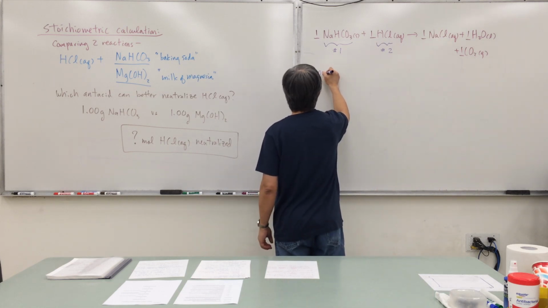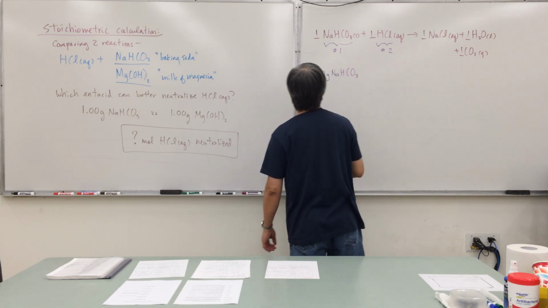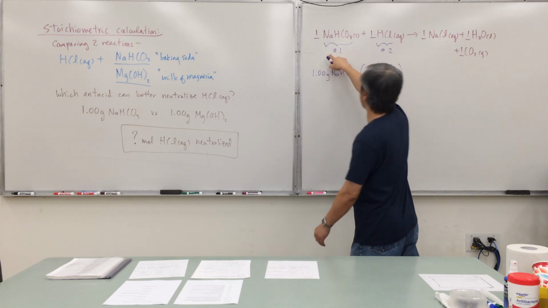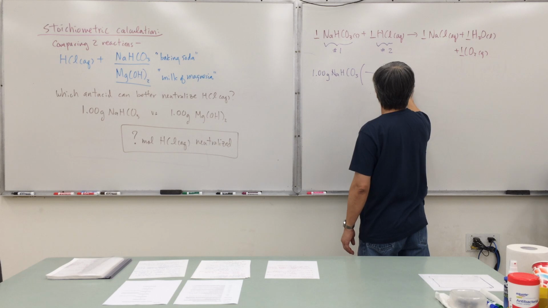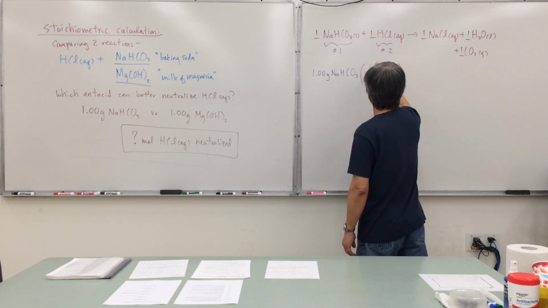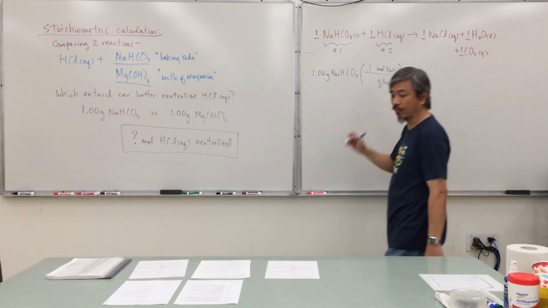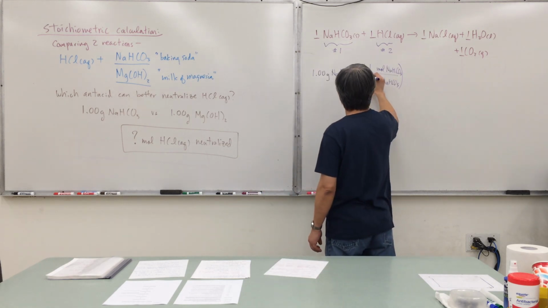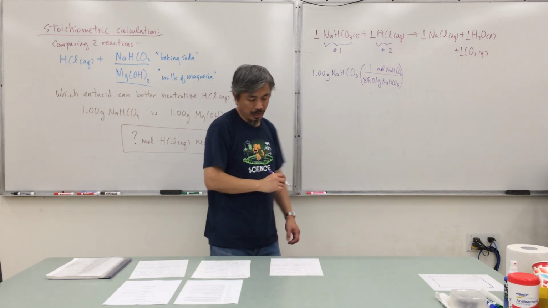So I'm given 1.00 grams of NaHCO3. That's my substance number 1. The first step, of course, is to change the mass to moles. So I have grams of NaHCO3 to moles of NaHCO3. For 1 mole, you just need to add up all of your contributions in your chemical formula, and you find that the molar mass is roughly 84.01 grams per mole of sodium bicarbonate.